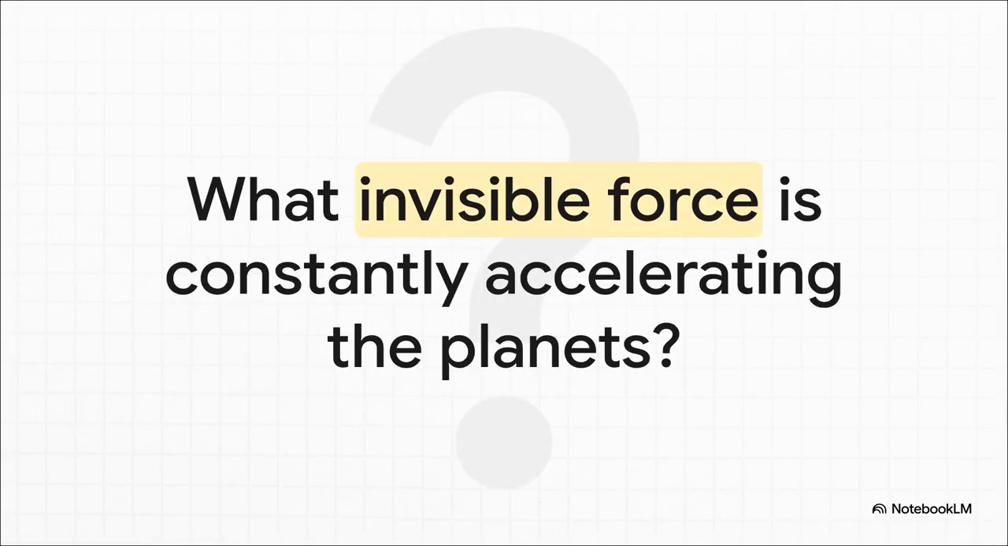Which leads us to one last little thought. We know planets are constantly turning in their orbits, which means they must be constantly accelerating. And we also know that acceleration is always caused by a force. So what's the invisible force that's always pulling on the planets, always changing their direction, and keeping them locked in that beautiful cosmic dance? Something to think about.